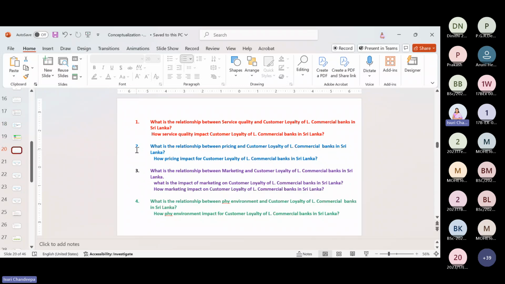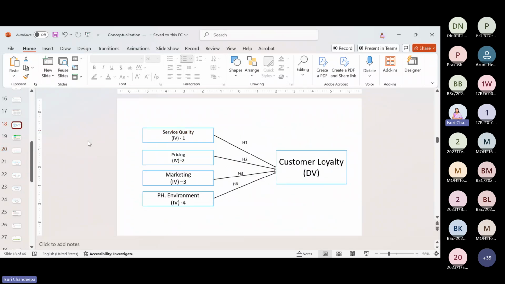Okay. Anyway, questions. The first question: what is the relationship of the service quality and the customer loyalty? Or else, what is the relationship between pricing and the customer loyalty? Second question, what is the impact of the marketing on the customer loyalty? What is the impact of physical environment on the customer loyalty of Commercial Bank Sri Lanka? Right, so this is a very easy method of how you can develop the questions.